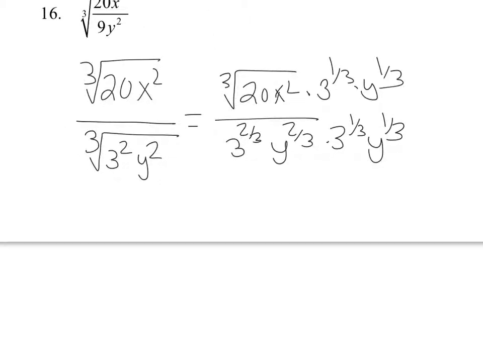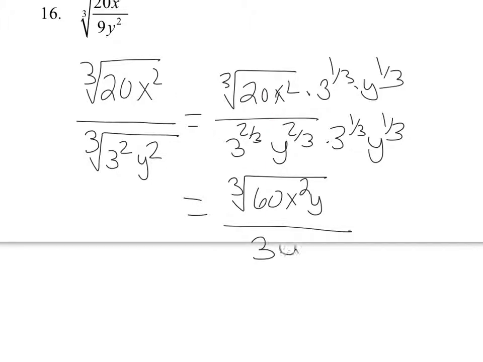So then we have the cube root of 60 x squared y. How did I get 60? Well, see how this has the 1/3? This means cube root, so it's underneath. So 3 times 20 is 60. And over 3y. Excuse me.